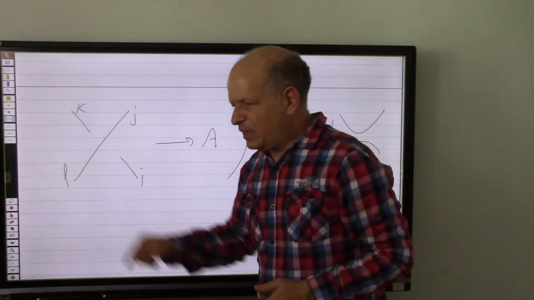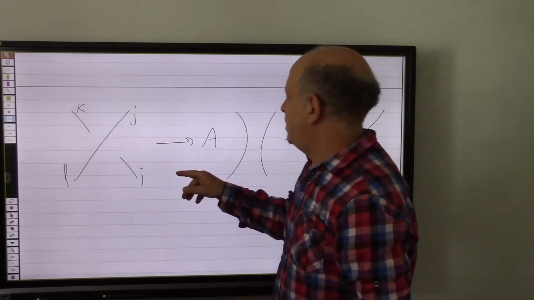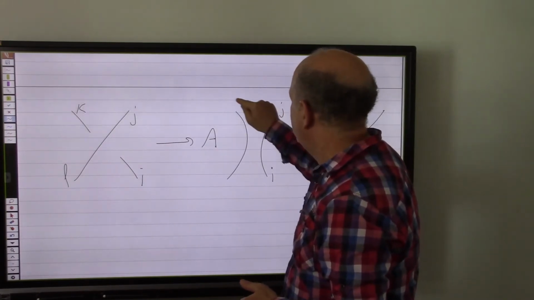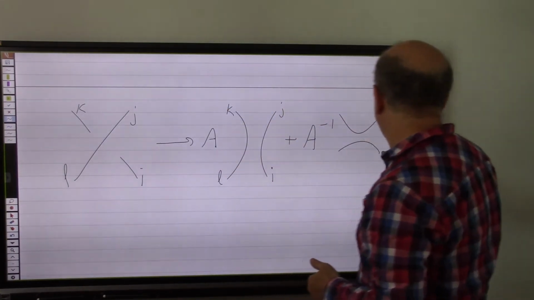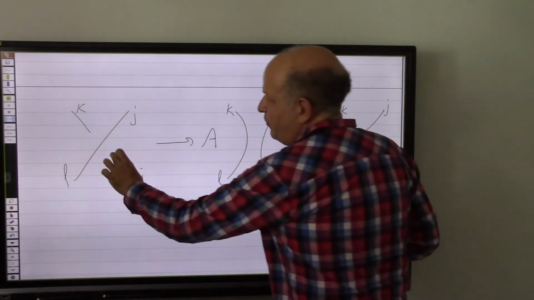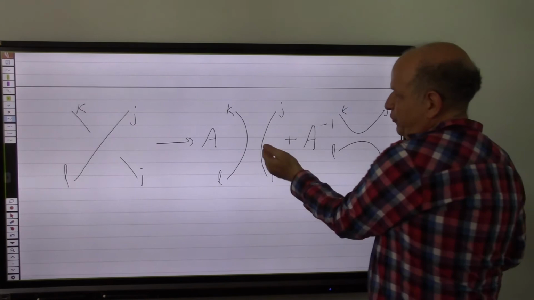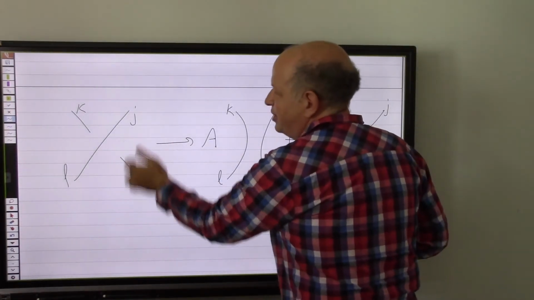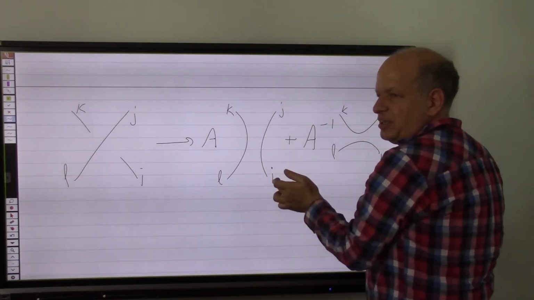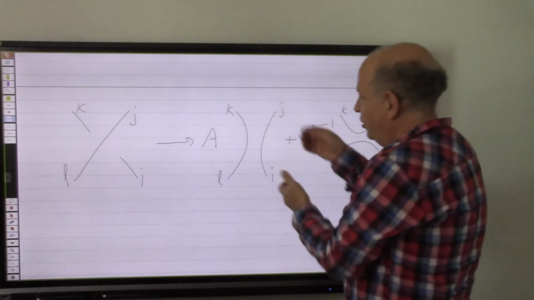So here the indices will be I, J, K, and L, and here they will also be I, J, K, and L, but you see, before, I and J were distinct edges. But after I smooth, they become the same edge. But I want them to remain distinct. I want to still retain the old names for the edges.